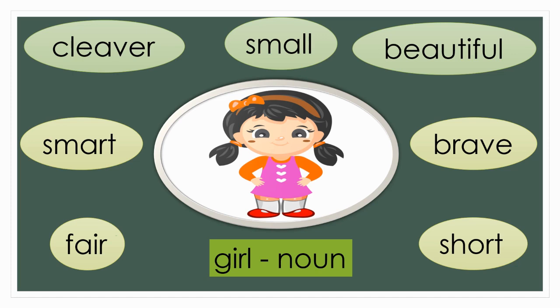For example, she is a clever girl. She is a small girl. She is a brave girl. She is a beautiful girl. She is a smart girl. She is a short girl. In this way, these words tell us more about the noun girl. So, they describe the noun. So, they are called adjectives.